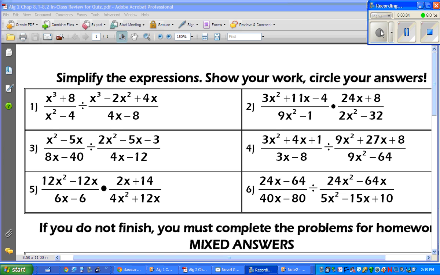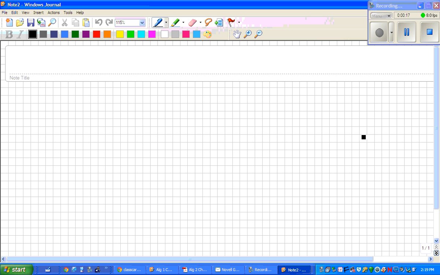Hey guys, this is Mr. Grice for Algebra 2, Chapter 8.1, 8.2 in-class review for our upcoming quiz. Now, here are the 6 problems that we're going to need to focus on today, and we need to get a separate sheet of paper out.